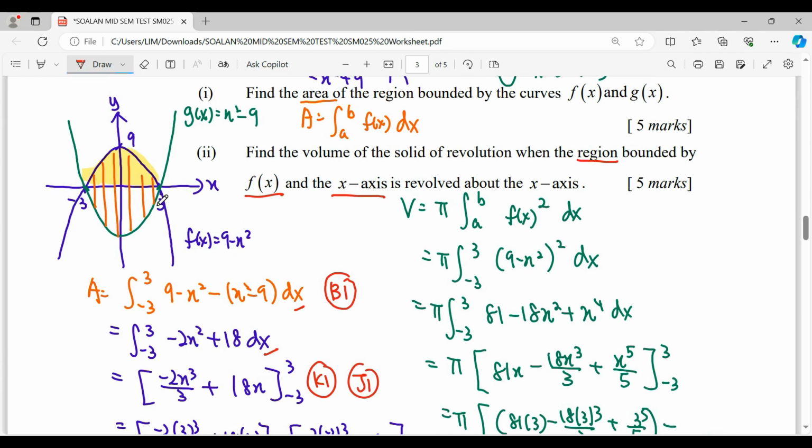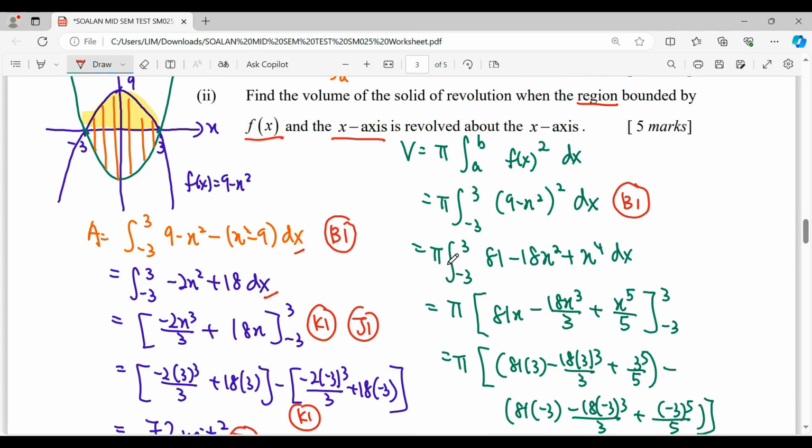So just f(x) and the x-axis is one curve concept in volume. When you have one curve concept in volume, this will be the formula. Bounded with the x-axis, revolved about the x-axis, it will be the integral of f(x) squared dx. So the formula comes in correctly with the pi together, just one pi, not two pi's.